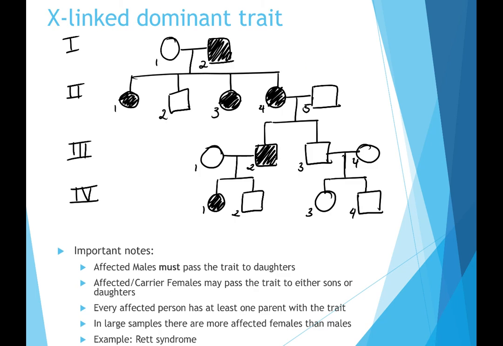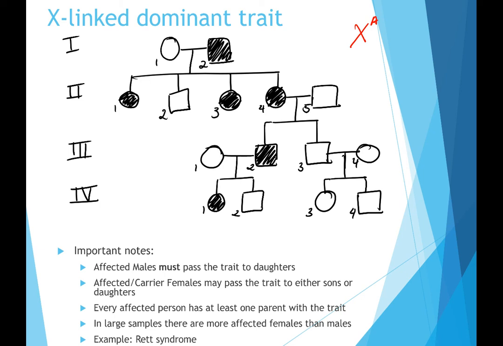X-linked dominant traits, the next kind of trait, are traits that are represented on the X chromosome with a big letter attached to it. There's a few important features of X-linked dominant traits. In a very, very large sample, there's actually going to be a lot more affected females than males.